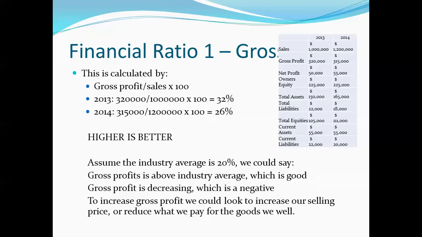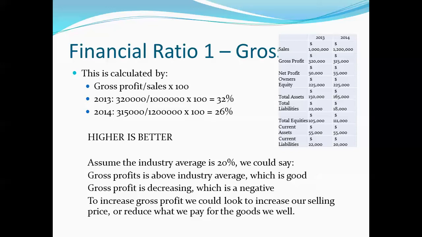So here's the first one, gross profit ratio. So this is calculated, you take the gross profit figure, divide it by sales and multiply by 100 to give you a percentage. So if we have a look at what we've got there, in 2013 the gross profit was $320,000. In 2014 it was $315,000. So we can do the sum. We plug those numbers in, we use our calculator and we find the gross profit in 2013 was 32% and 2014 was 26%. So the higher the better.